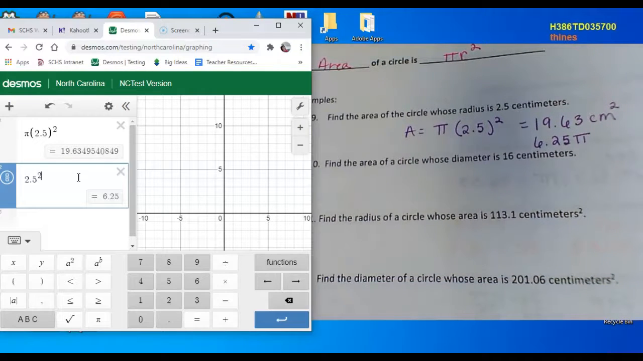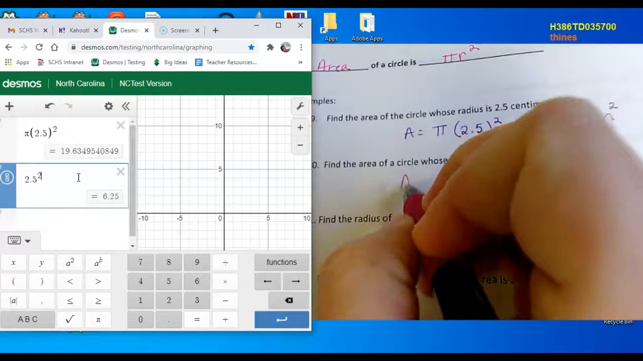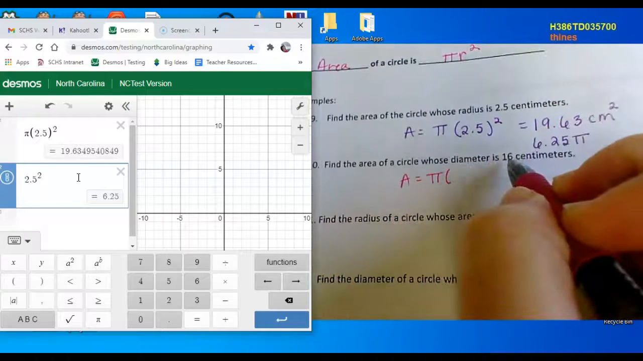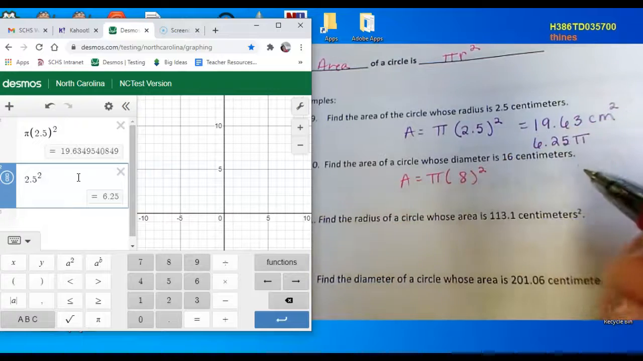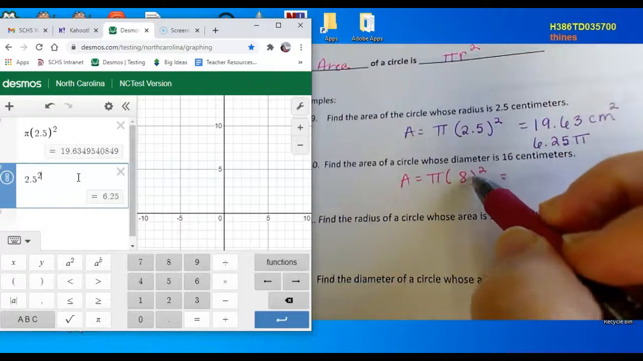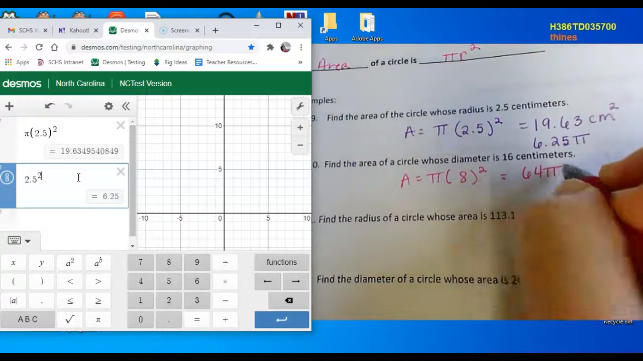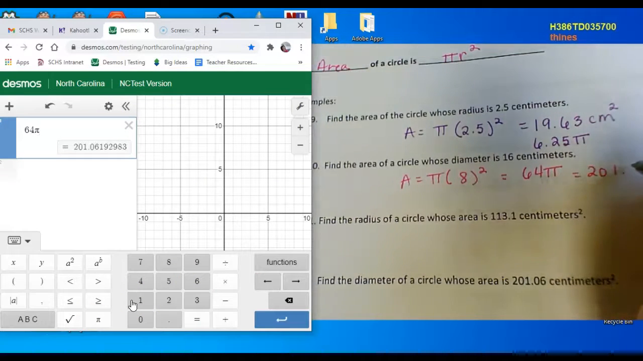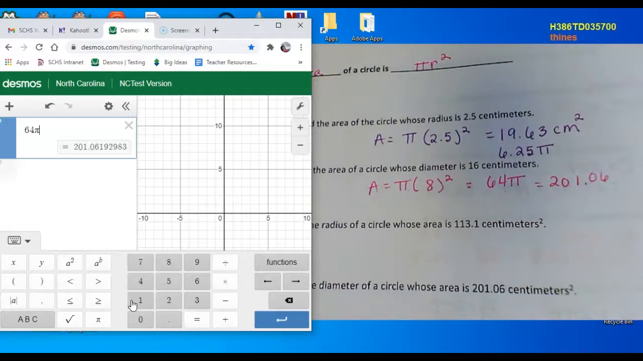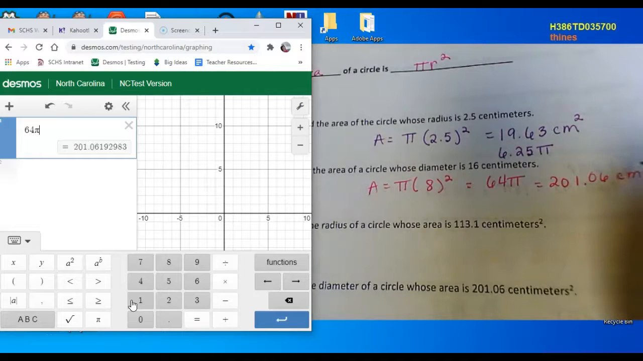Okay, next it says find the area of a circle whose diameter is 16. Same kind of problem, except they gave us the diameter instead of the radius. So we just divide that by 2. So if the diameter is 16, we know that the radius is 8. Again, you can square that and then multiply it by pi, or it might be written as a decimal. And so we can put 64 pi in there, and you get 201. And again, if we need the units, it would be centimeters squared.